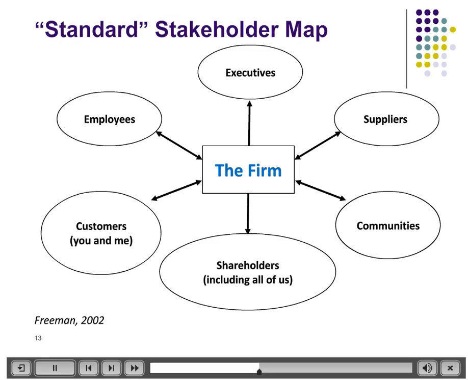So let me bring you back to this ideal of what we call the standard stakeholder map. We looked at some variations of them a few slides ago, but basically in both of those, the firm and the firm's leadership is sort of at the middle. And then all these other stakeholders are out there. The shareholders are considered a stakeholder, the customers, employees, executives, suppliers, communities, et cetera, et cetera.